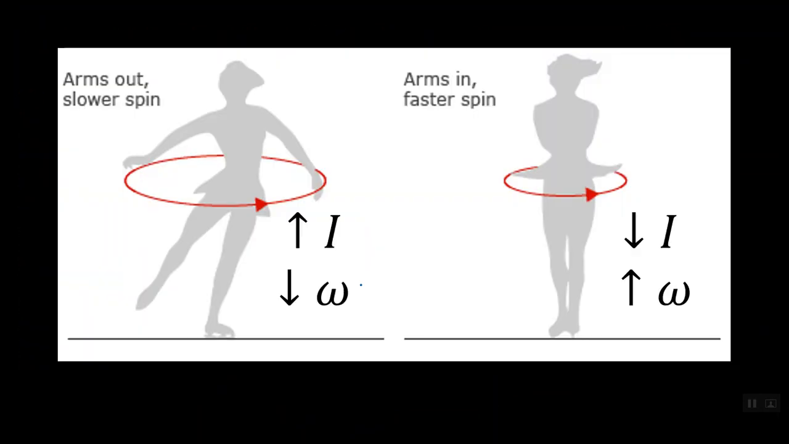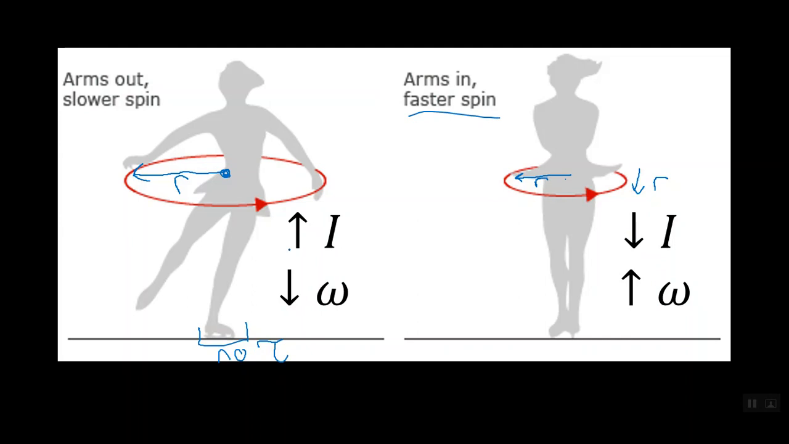Figure skaters do this. This is one of their natural skills to get faster and slower spins. So as long as they are isolated, so they're going to be on frictionless ice, if they want to spin slow, they're going to stick their arms out. They're going to have a higher moment of inertia because they have a larger radius, so they are going to spin at a slower angular velocity. But if they tuck their arms in and they decrease their radius, they're going to decrease their moment of inertia and increase their angular velocity.